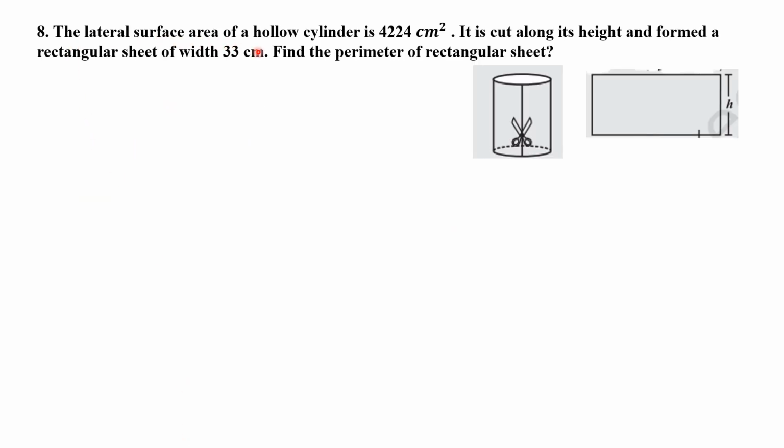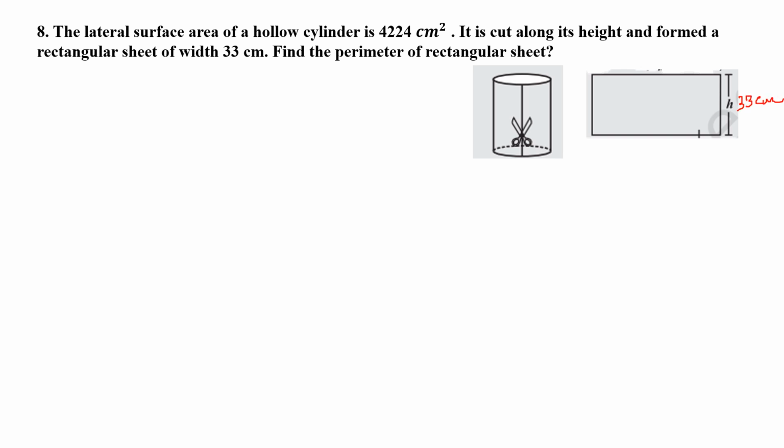Now the lateral surface area of a hollow cylinder is 4224 centimeter square. It is cut along its height and formed a rectangular sheet of width 33 centimeter. Find the perimeter of the rectangular sheet. So this is a cylinder, okay, and if you cut it along the height, along this way, okay, what will happen when you open it? When it will get open, it will take a rectangular sheet and the height will become the width of the rectangular sheet. And here width is given as 33 centimeter, right? So from here I can write the width of the rectangle will be 33 centimeter, okay.